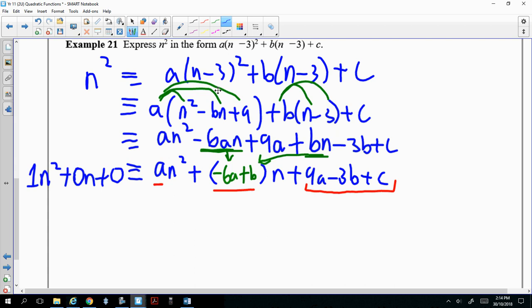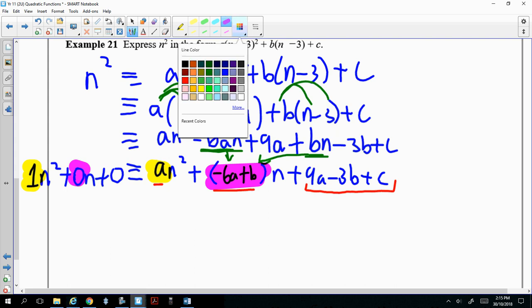The highlighter will tell you that a is 1. That's easy. And what's the other bit? The green, let's use purple with the 0, right? And then finally we got the other one. All right, good. Does that make sense?